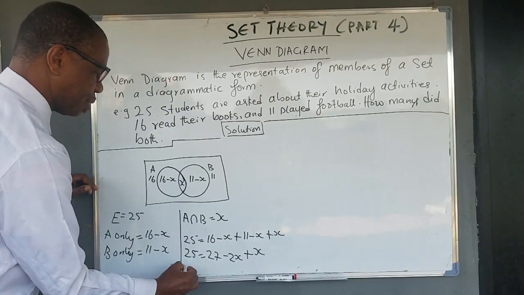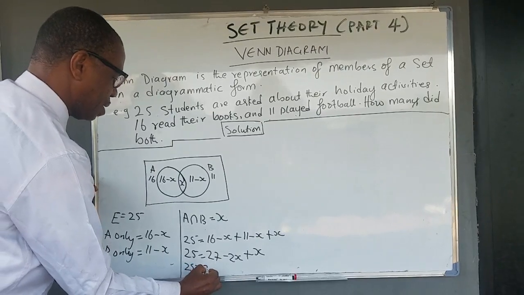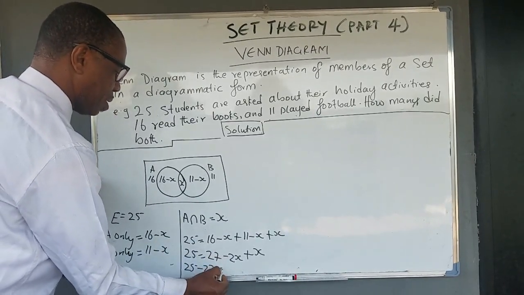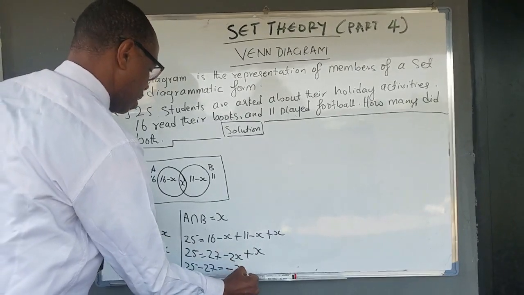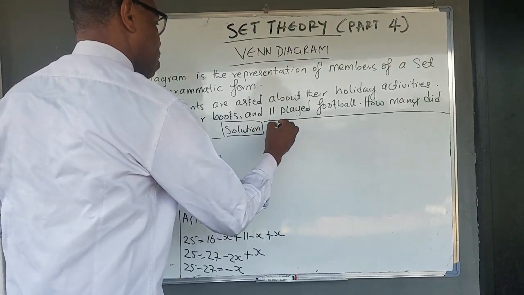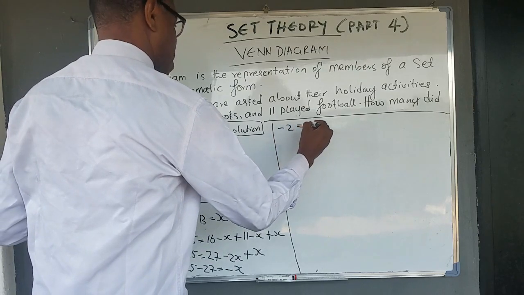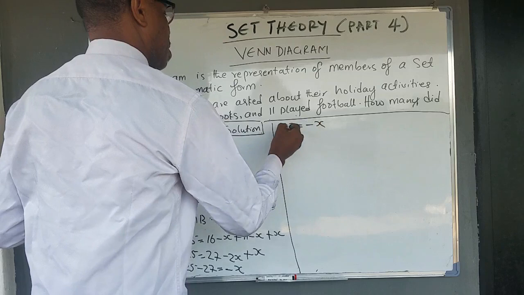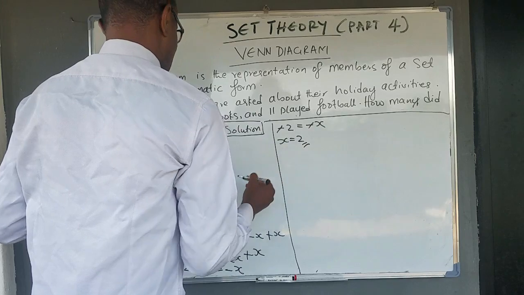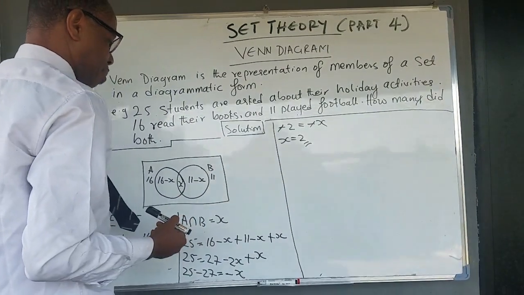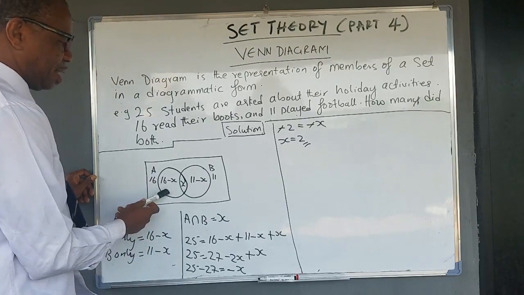So I now have 25 minus 27 is equal to minus 2X plus X, which will give us minus X. That will give us minus 2 is equal to minus X. Since the minus cancels out, we now have X is equal to 2. So you can see that what helped me to solve this question easily is my understanding of the Venn diagram.